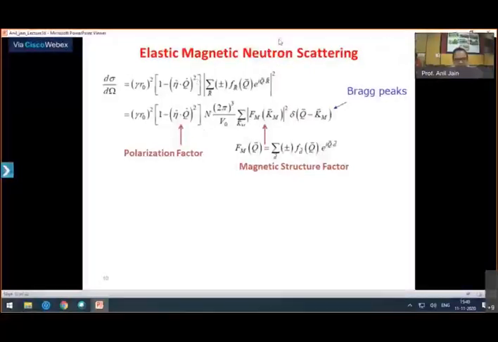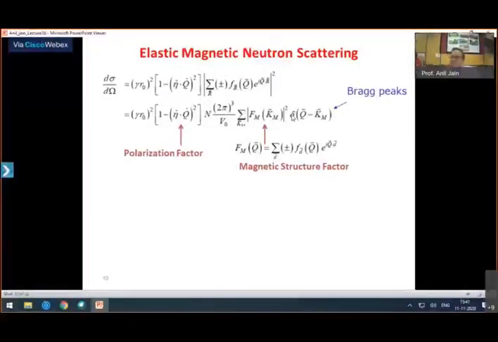Now, when you do this elastic magnetic neutron scattering, you get the peak where your momentum transfer, which is Q, becomes one of the magnetic reciprocal lattice vectors. Please note that this is not the nuclear reciprocal lattice vector. This is the magnetic reciprocal lattice vector.